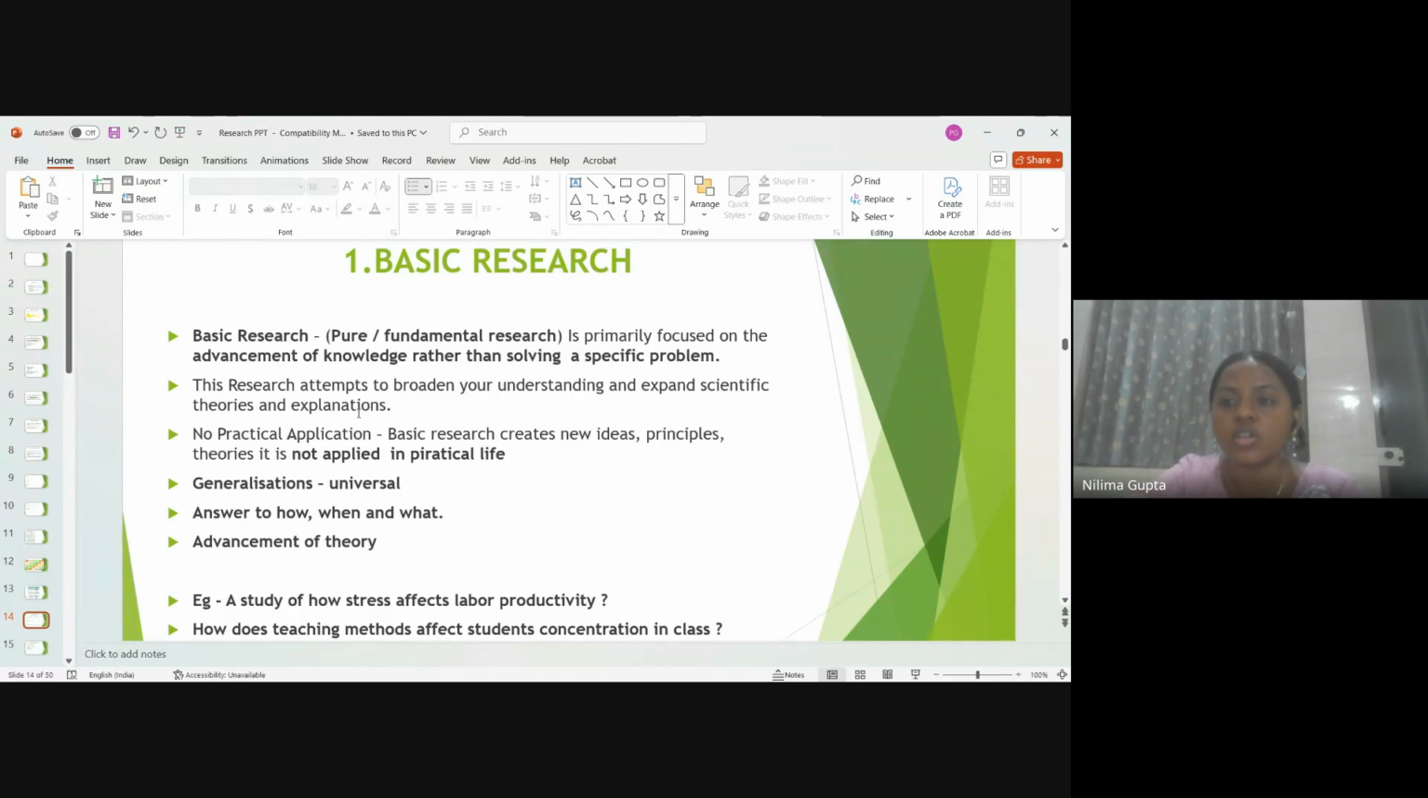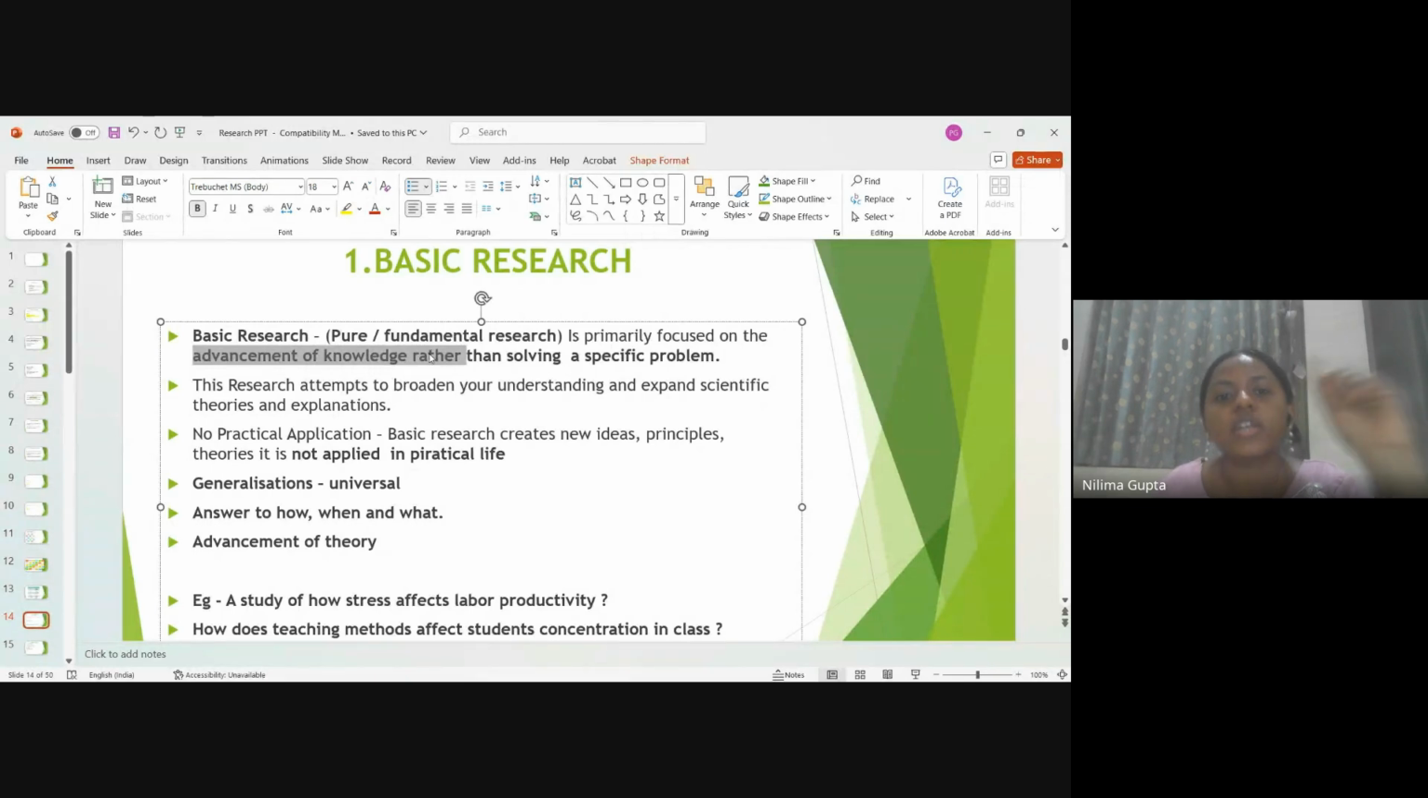This research will focus on knowledge enhancement. It has nothing to do with solving a problem. This research is basically to generate a theory. It is generating a theory, not solving a problem. So it is very pure, very fundamental. Again, the words that are bold are the keywords: the advancement of knowledge rather than solving any kind of specific problem.